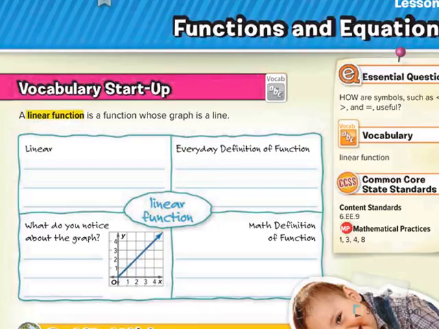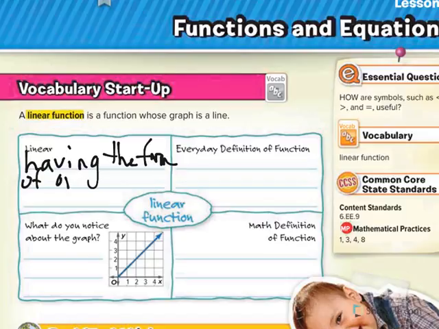So let's take a moment just to break down that term linear function. What does linear mean exactly? You might see that word in there, line, in the word linear. So basically what linear means is having the form of or resembling a line. So go ahead and write that in. Having the form of or resembling, oh, this is messy, sorry, a line.